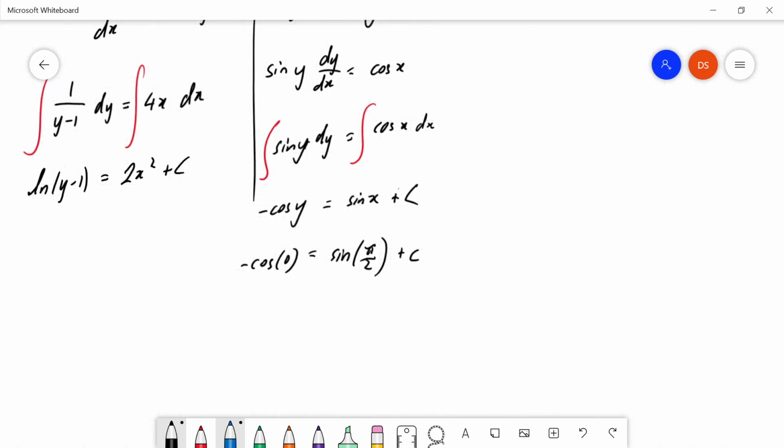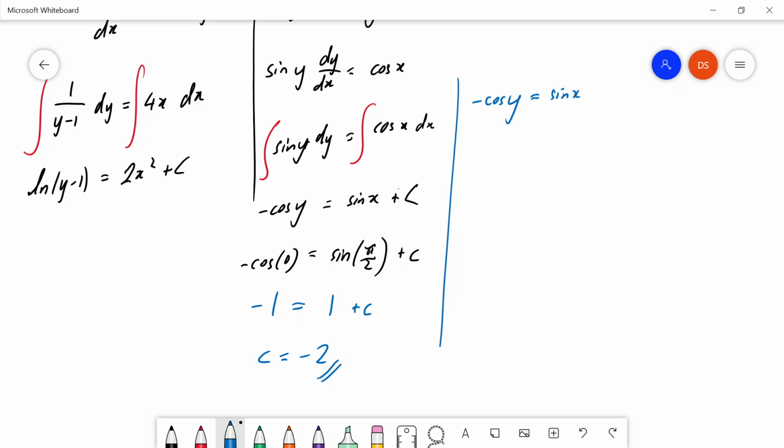Let's work out what these are. So cosine of 0, once again, is 1, but that's negative 1, and sine of pi on 2 is 1. So we can work out that c is negative 2. So we can find a particular solution to this differential equation, that is cosine y equals sine x minus 2. You don't need to do anything more.